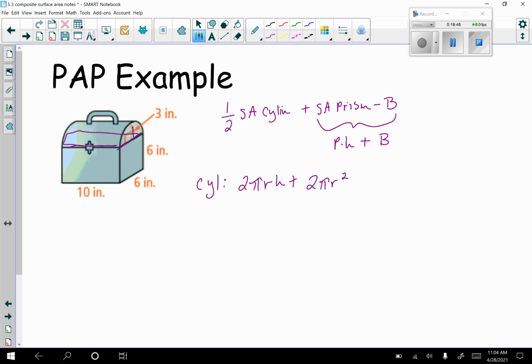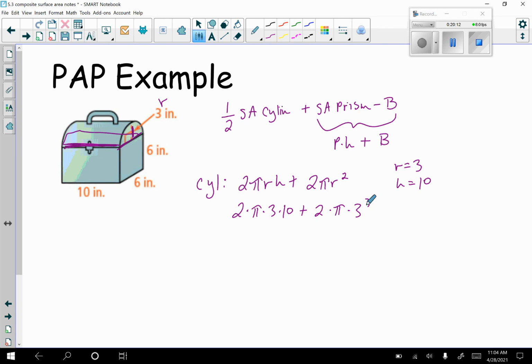So for our cylinder, the radius is 3, okay, r is 3, and then the height of your cylinder is the length of this, so it's 10. So we're going to go here, 2 times pi times our radius of 3 times our height of 10, plus 2 times pi and then radius squared, so 3 squared. We're going to type that in.